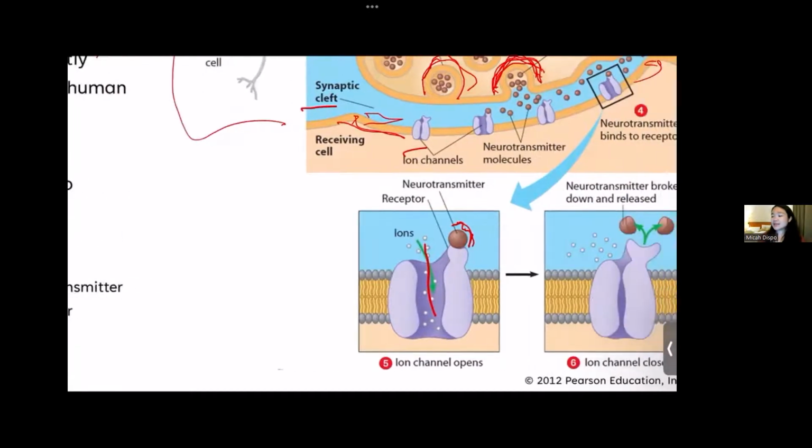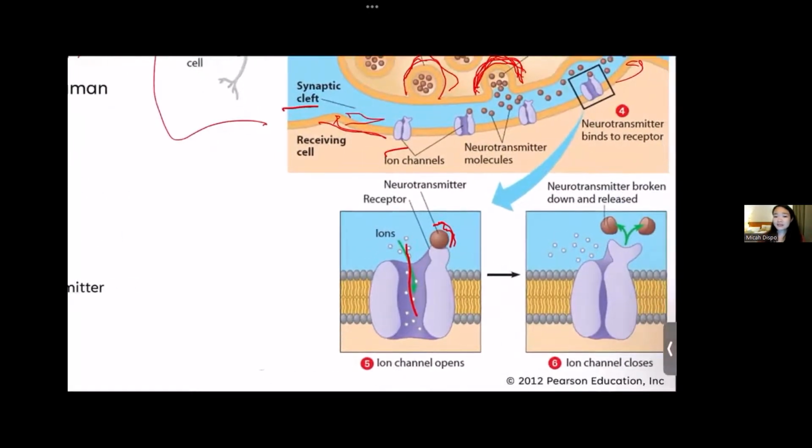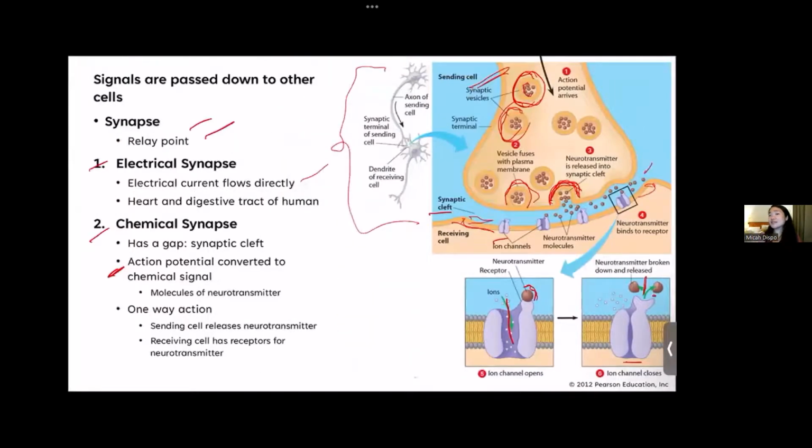Now, what happens is that this actually happens quite briefly, and an enzyme will now break down your neurotransmitter. And once the neurotransmitter is broken down, this will now close the ion channels. Okay? So, once the ion channel is closed, syempre, hindi na pwedeng pumasok yung mga ions. Okay. So, basically, one-way action lang ito. From sending to receiving. Hindi siya pwedeng pabalik. Alright?